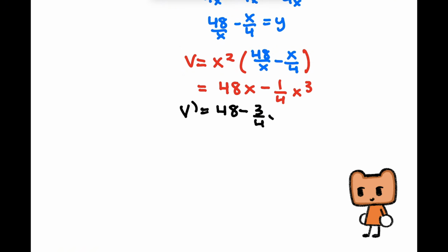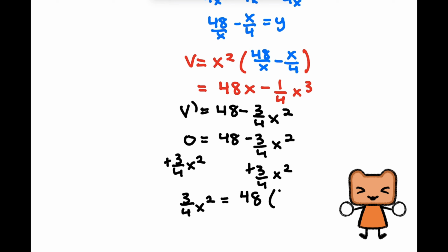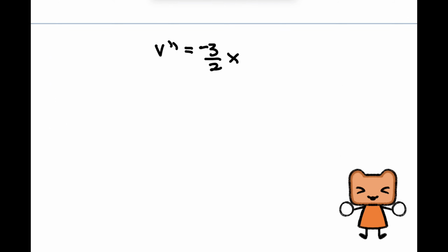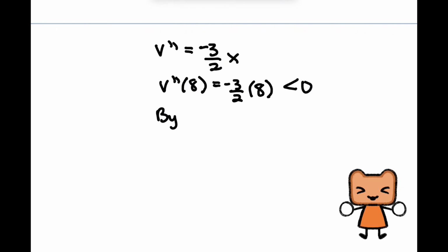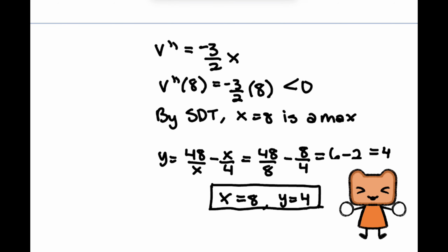How do we do that? By using the second derivative test. We need to find the second derivative and plug x into the equation. If it is less than 0, then we can confirm it's a maximum. Now let's solve for y. X equals 8 and y equals 4. So we can see that our base should be 8 by 8 blocks and the height should be 4.